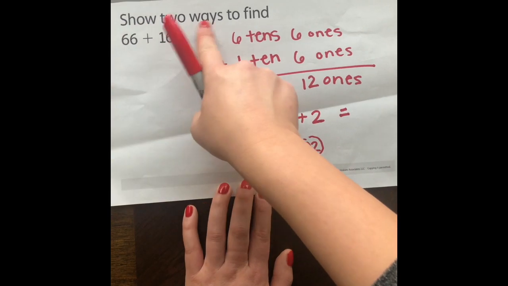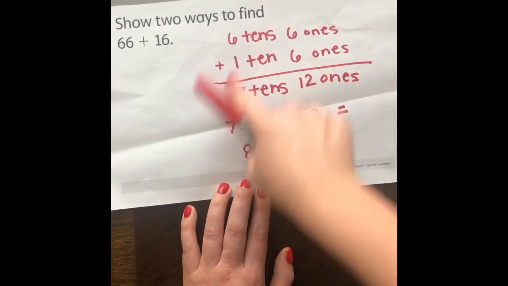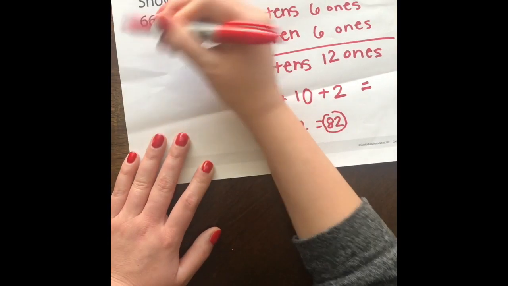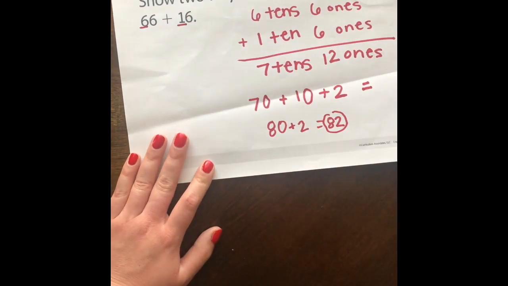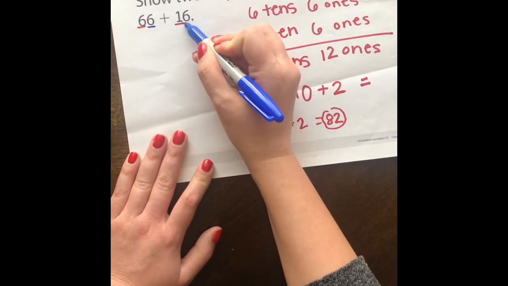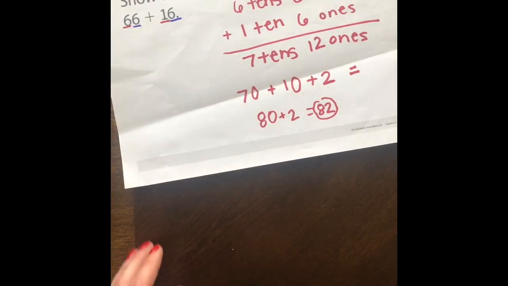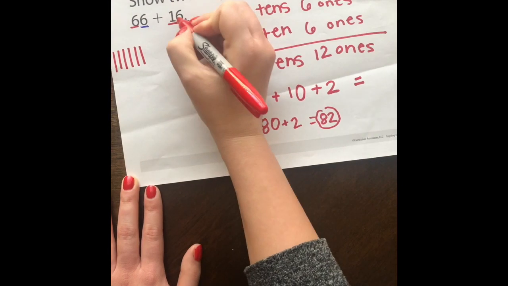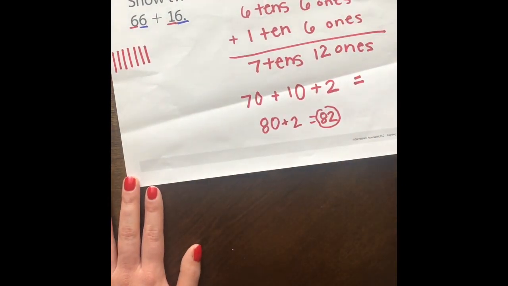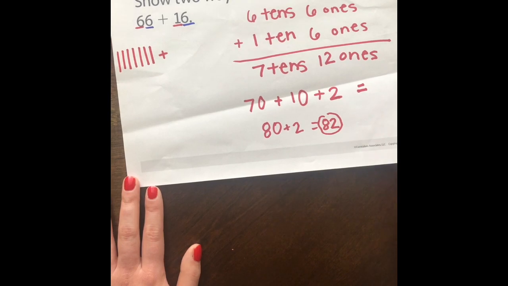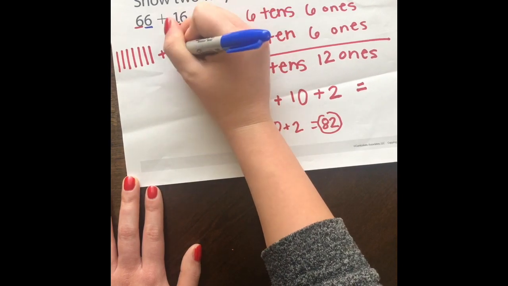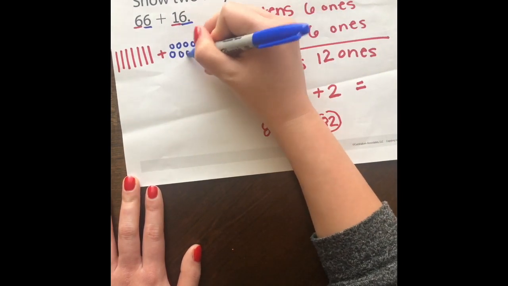It does say show 2 ways to find 66 plus 16. We showed one way here, and now let's show another way. We can do it just like this. 66, let's do our quick drawing. I'm going to show you the ones and the tens to make it easier. Starting with the tens, we have 6 over here, 3, 4, 5, 6. We have 1 here, and then we have 6 ones here, and 6 ones here. 1, 2, 3, 4, 5, 6.